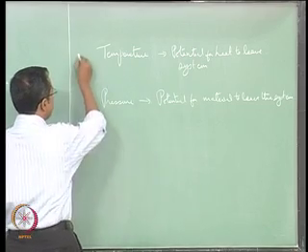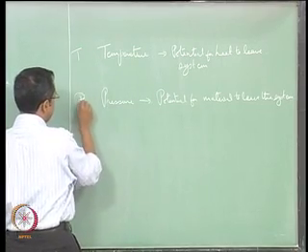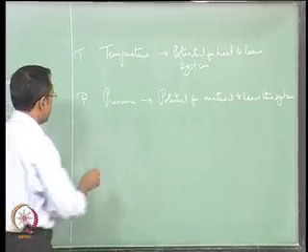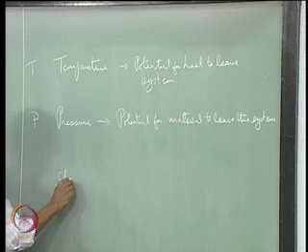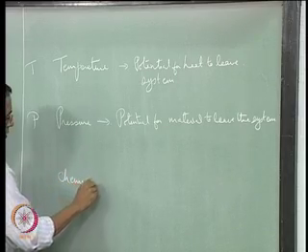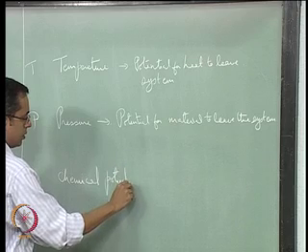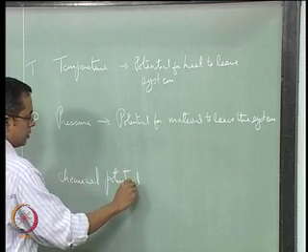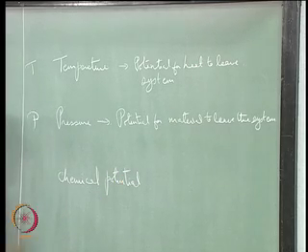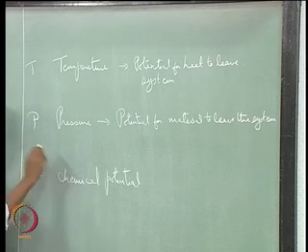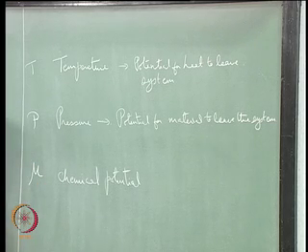The third quantity, so we write this as T, we write this as P. There is another quantity called chemical potential. Chemical potential is typically designated by mu. Now chemical potential is usually associated with a particular species.